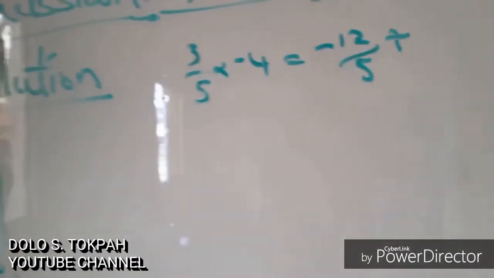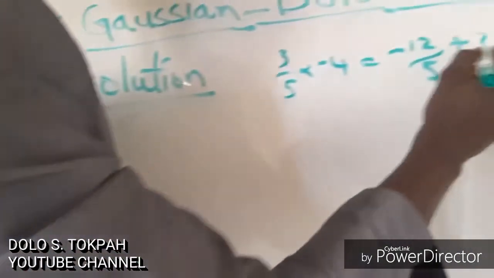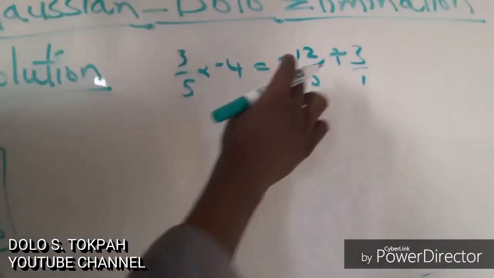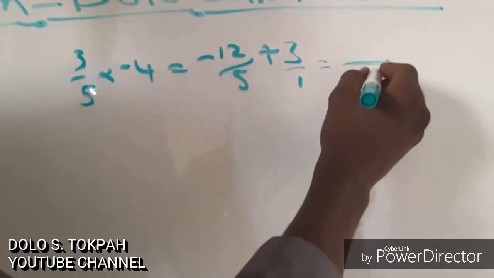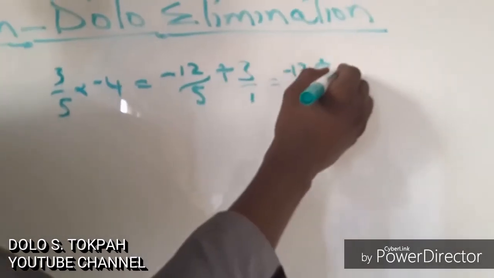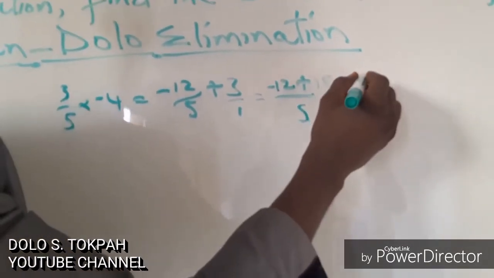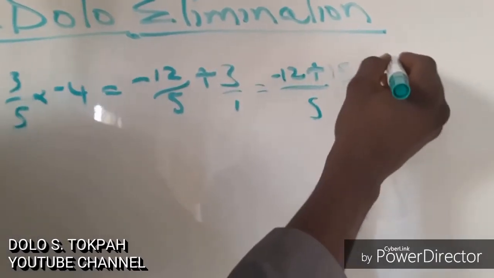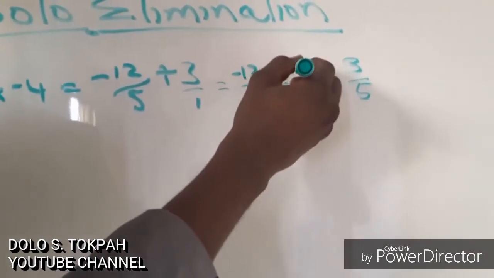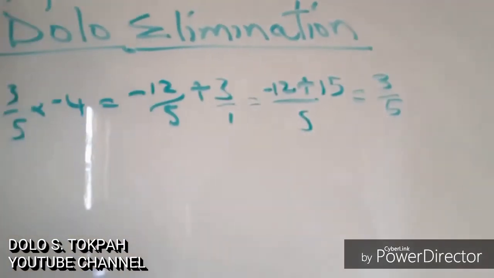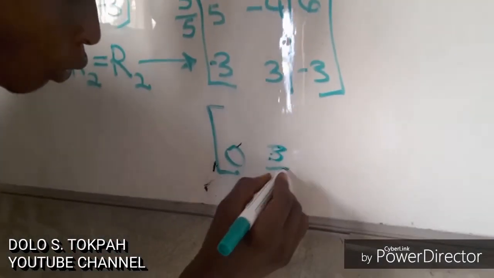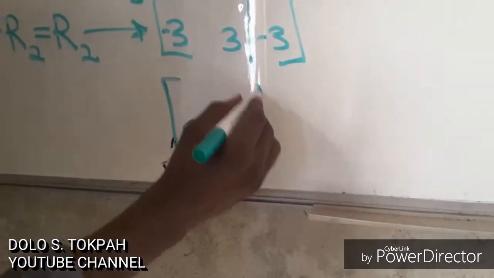Then we add it to this value, plus 3. Dividing this by 1, this is a common fraction, so the least common denominator will be 5. So we are at -12 plus 15. Finally our answer will be 3 over 5. That means -12 plus 15 will give us positive 3 over 5. So in here we're going to have positive 3 over 5. We will draw that one out.